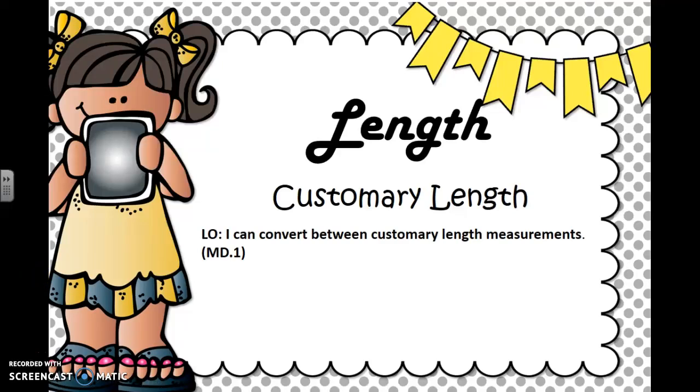As we've been talking in class about metric conversions, we're now going to switch over to customary. That's our different system for measurement. This is the system of measurement that we use here in the United States. Pretty much everywhere else uses the metric system.